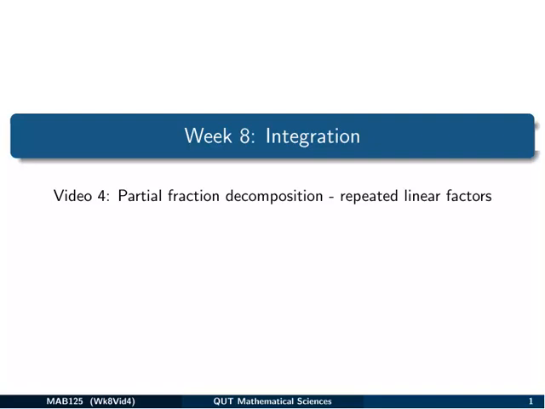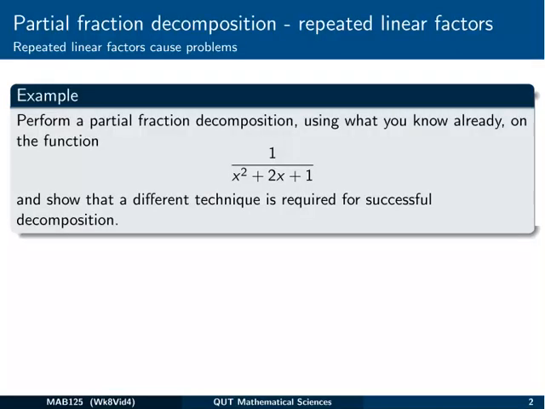So we've just introduced the idea of partial fraction decomposition and how to deal with decomposing a fraction that has a denominator which can be factored into linear factors that are different from each other. Now we're going to see what happens when that's not the case, when we actually have a repeated linear factor in the denominator. I'm going to do it by making a mistake.